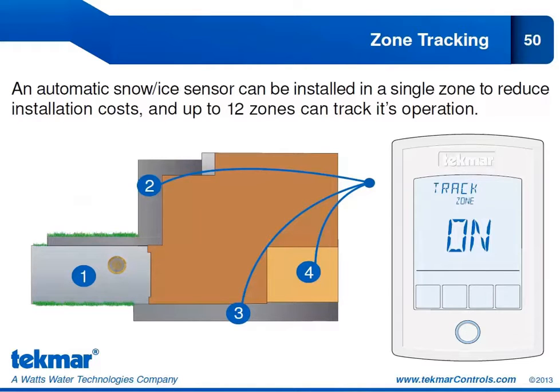Now in the Temp menu, you would put the track Zone 1 on for Zone 2, 3, and 4 in this case. So any zones that you want to have track Zone 1, you will turn track zone on. Now, you may want to ask, can I have the sensor anywhere else? Could it be in Zone 2 or Zone 3 or Zone 4? No, it has to be in Zone 1. So all the other zones will be tracking Zone 1.